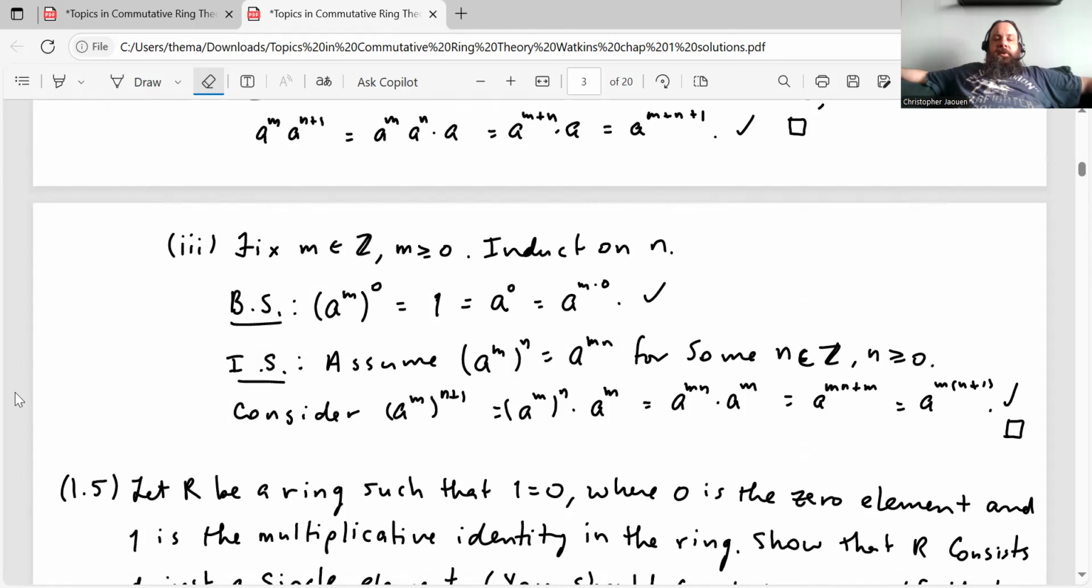Then we go to the inductive step. Assume (a^m)^n is a^(mn) for some non-negative integer n, and consider (a^m)^(n+1). That's (a^m)^n times a^m, which is equal to a^(mn) times a^m, again by the recursive formula, which is equal to a^(mn+m), which is equal to a^(m(n+1)). So that holds by induction as well.